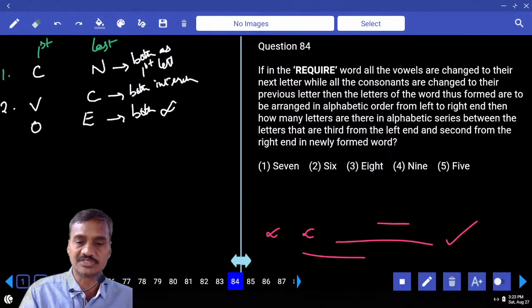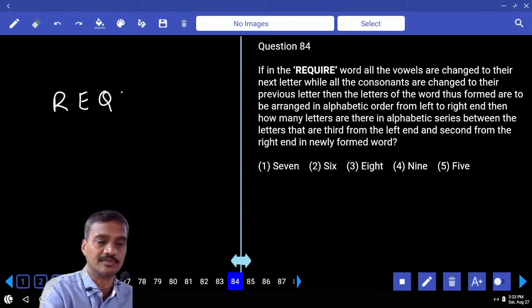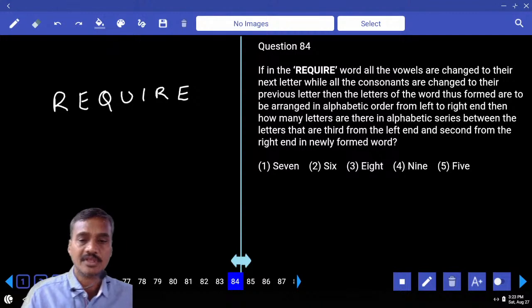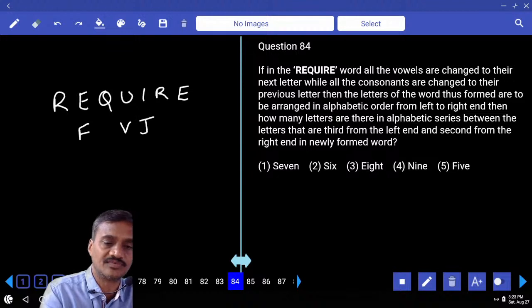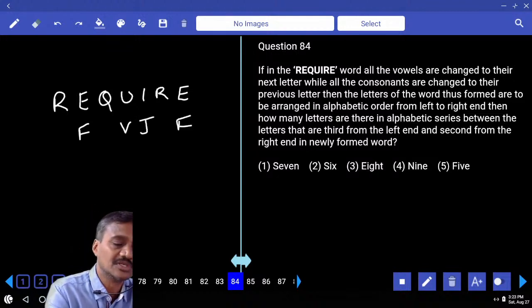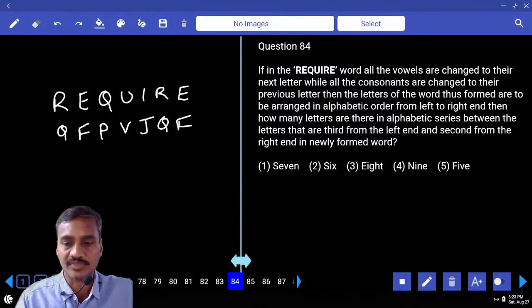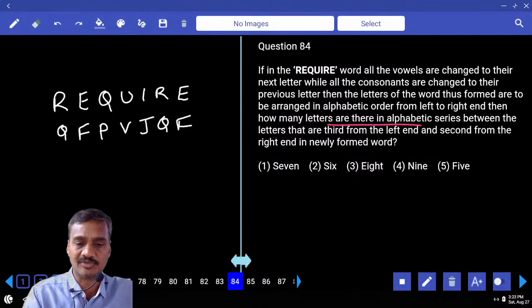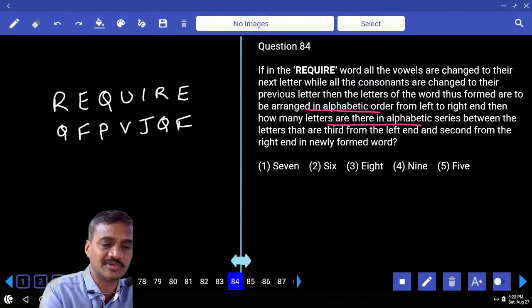And 84, it is based on single question here. And what is the word? Required. REQUIRE. Now in this word require, if all the vowels are changed to the next letter, U, V, I, J, E, F. And consonants are changed to the previous. Then R minus 1 is Q. And Q, 17 minus 1 is 16, that is P. And R minus 1 is Q. And together, then all these letters are arranged in alphabetical order. Then F, J, P, Q, Q, and V.